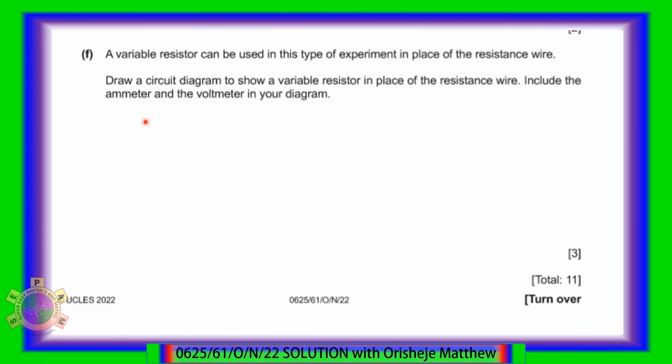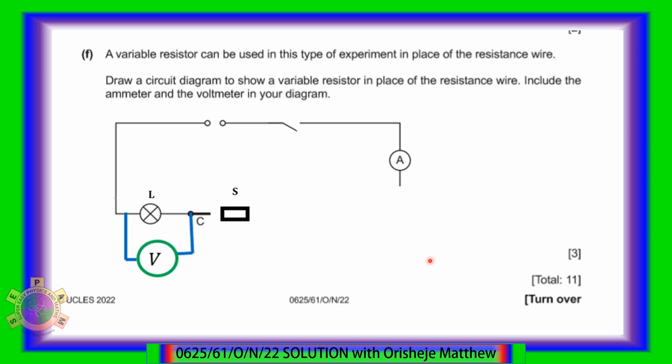So question F. A variable resistor can be used in this type of experiment in place of the resistance wire. Draw the circuit to show a variable resistor in place of the resistance wire. Include the ammeter and the voltmeter in your diagram. So all you need to do is replace that resistance wire with a variable resistor. This is the symbol of a variable resistor, a rectangle with an arrow across it. Put it in place of the wire, retain your ammeter, retain your voltmeter. So what they are saying is just replace this with this variable. So you get that, which is your 3 marks.